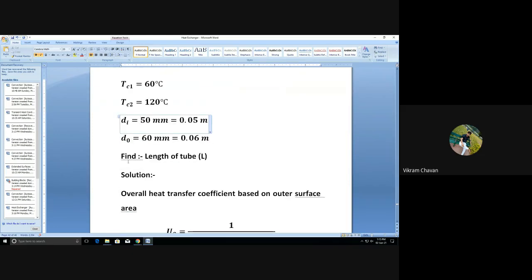Okay, so solution. First of all, we have to revise what formulas we require, and where we will get the length of the tube. Obviously, in the case of a tube or a cylinder, the cylinder area is represented as 2 pi RL. So only through the area will we get the length.